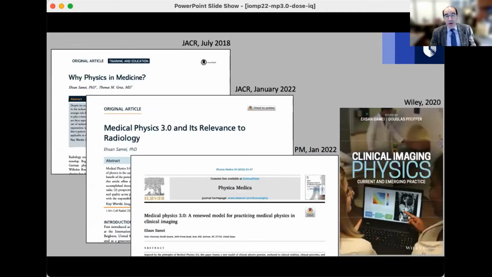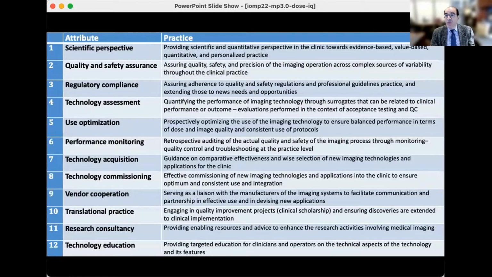If you want to learn more, I have myself published a series of papers. The most recent ones are in the January issue of the JACR, and another one is in the January issue of Physica Medica. I encourage you to look at it. There is actually a book on this very topic, but I'm going to highlight some of the things that those books talk about. In those books, we talk about how Medical Physics 3.0 embodies itself in 12 different domains of practice. This is primarily, now, I'm focusing on clinical practice.